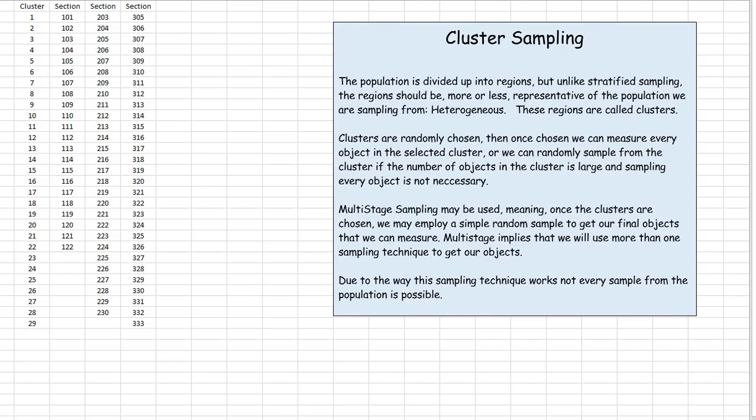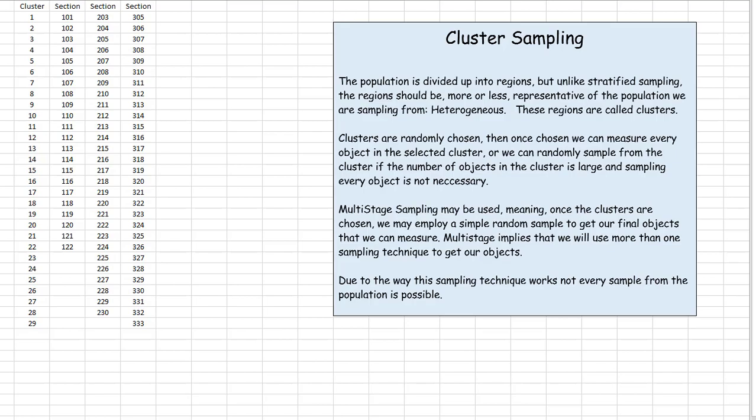sample from the cluster if the number of objects in the cluster is large and sampling every object is not necessary. Multi-stage sampling may be used, meaning once the clusters are chosen, we may employ a simple random sample to get our final objects that we can measure. As an example, multi-stage implies that we will use more than one sampling technique to get our objects that eventually will be measured. Due to the way the sampling technique works, not every sample from the population is possible.